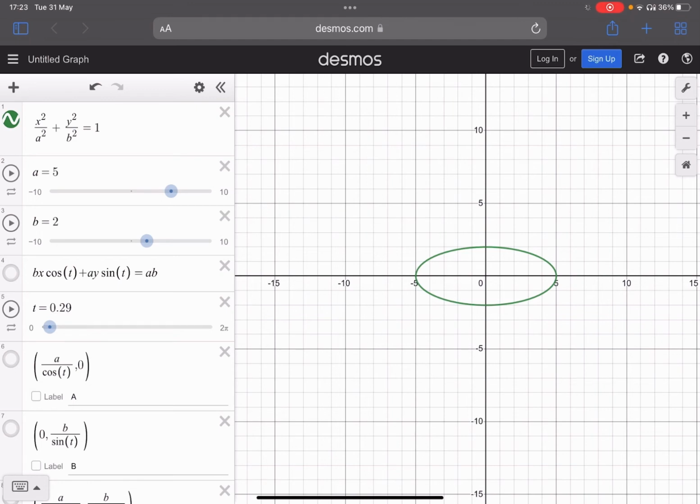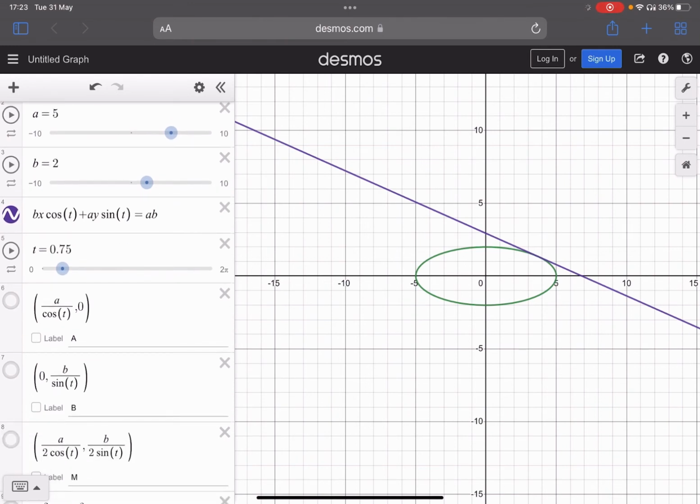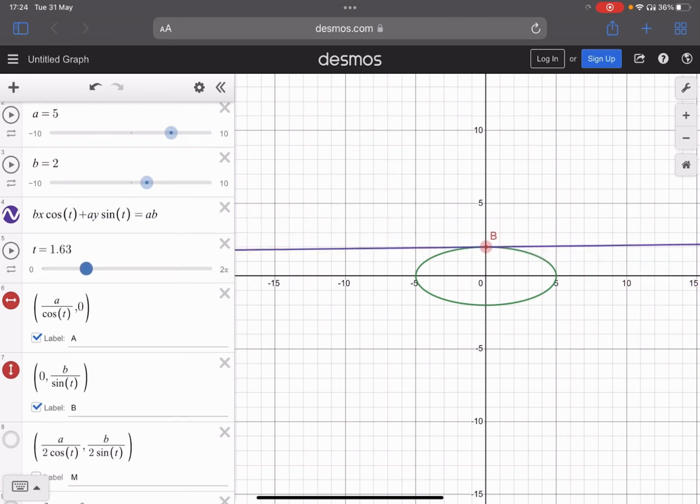And then we have the equation of our tangent, and as t moves, you can see that tangent moves around, because as t changes, the point P is changing. And then I've put in the points A, where that crosses the x-axis, and B, where it crosses the y-axis, and again as t changes, A and B change.